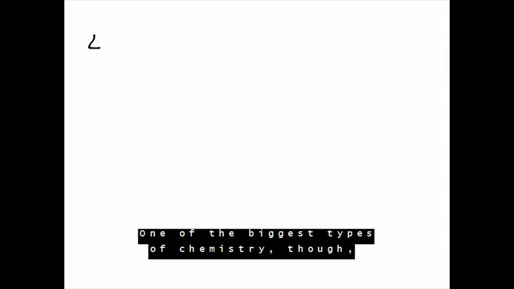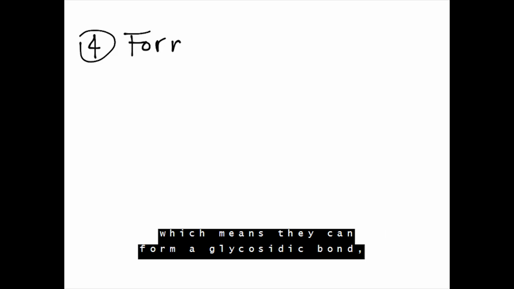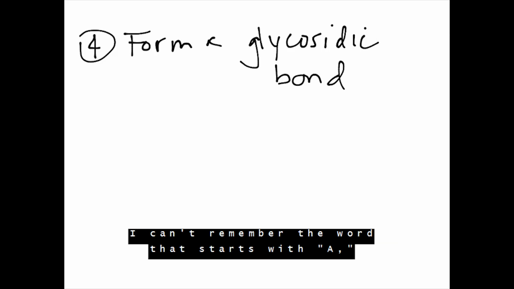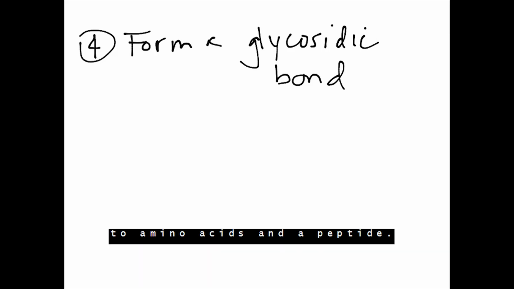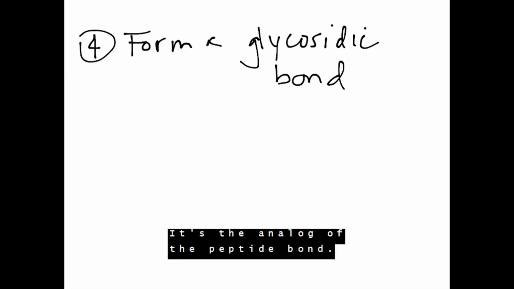One of the biggest types of chemistry, though, that we're going to be concerned about is the polymerization reaction of sugar molecules, which means they can form a glycosidic bond. So that is a bond between two monosaccharides. It is the, I can't remember the word that starts with an A, but it means it's the cousin of the amide bond, which links two amino acids in a peptide. Oh, analog. I actually have that written in my notes. It's the analog of the peptide bond.